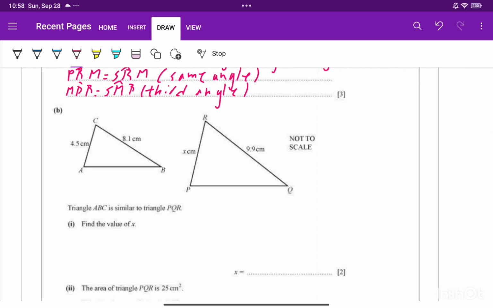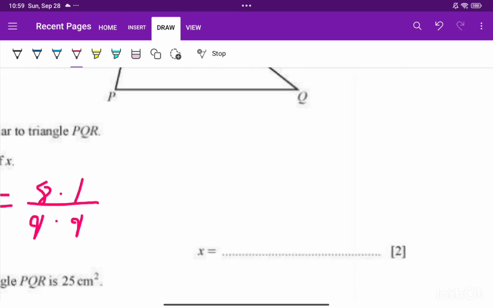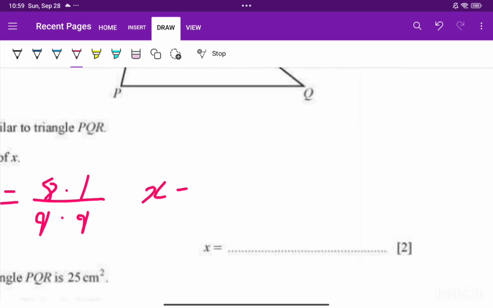Let's move to part B. Triangle ABC is similar to triangle PQR. Find the value of x. So whenever two triangles are similar, we know that the ratio of corresponding sides is the same. So we can write 4.5 over x equal to 8.1 over 9.9. By cross multiplying, we could find x is 5.5.